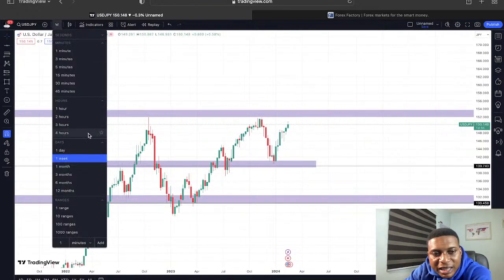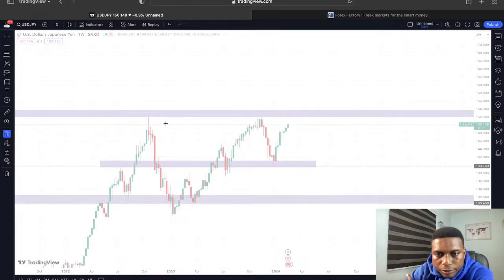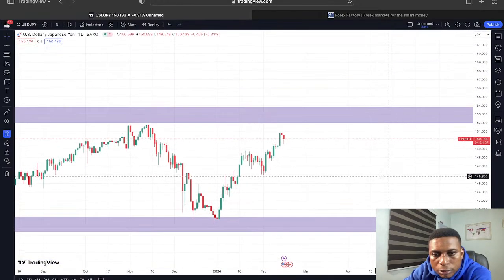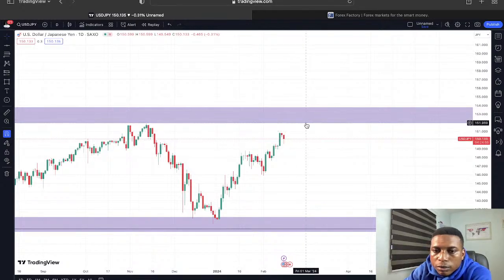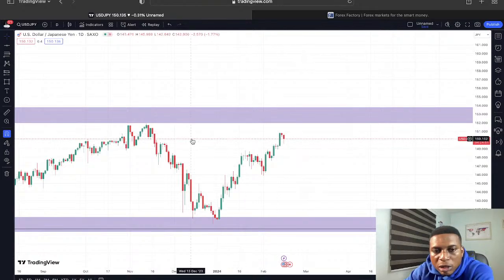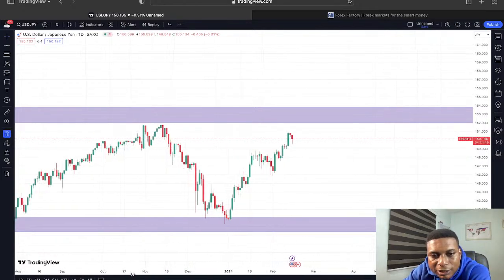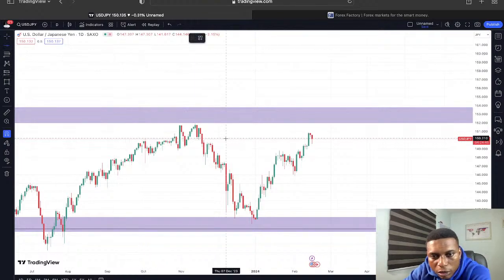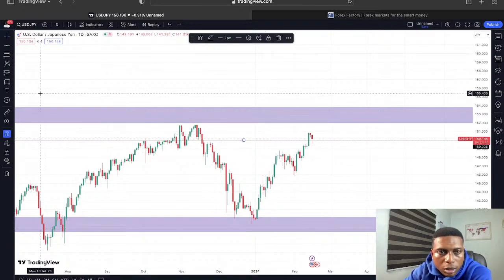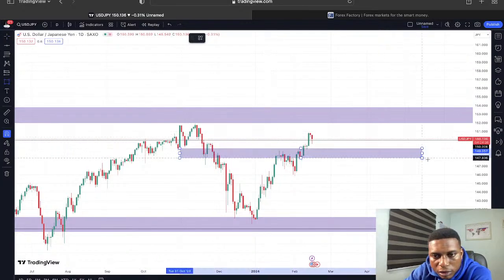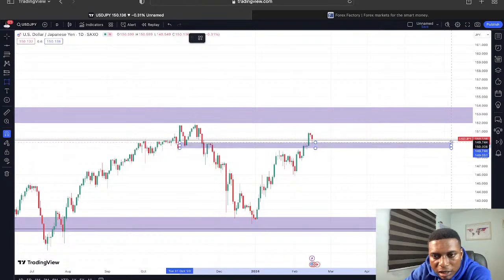So we can see that price is heading up. Okay, now price is heading up to this zone. If you are an intraday trader, you can definitely look at taking a buy position here. You can definitely look at taking a buy position at this level.